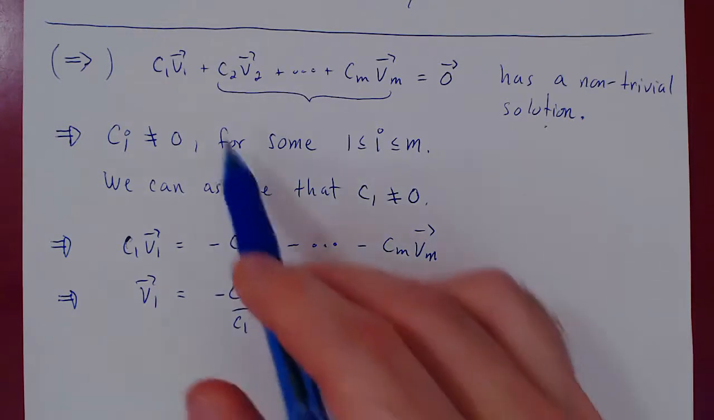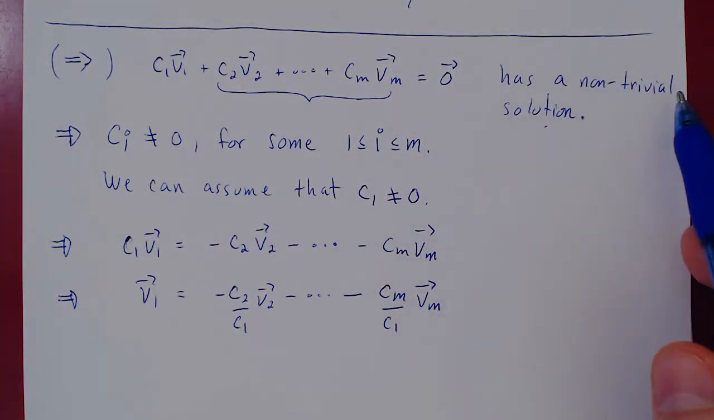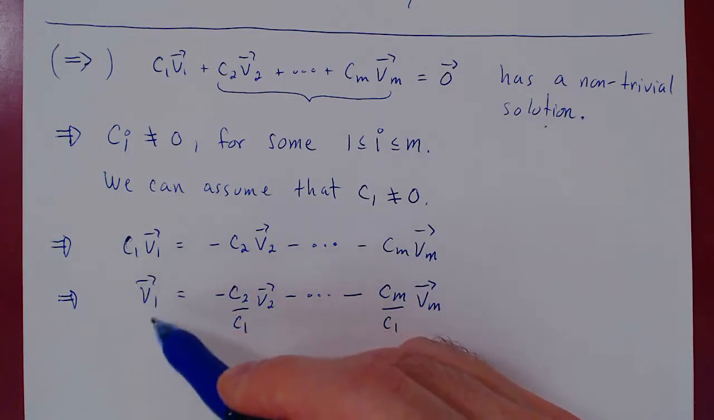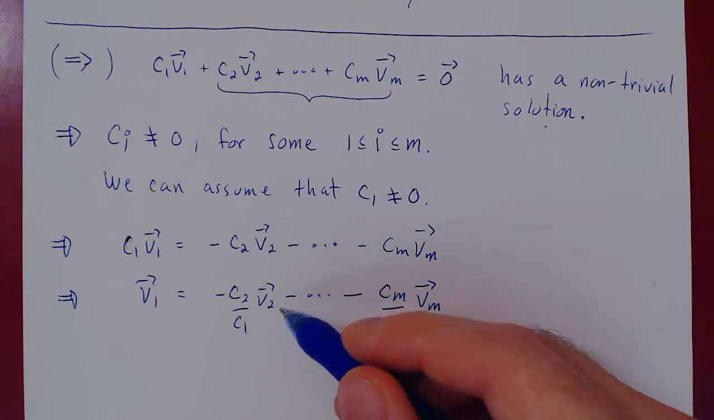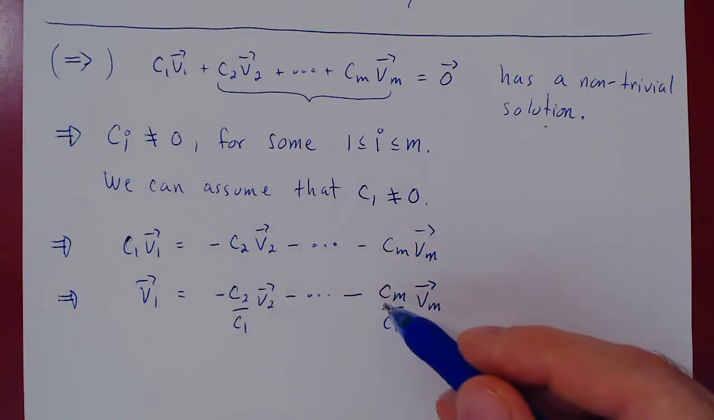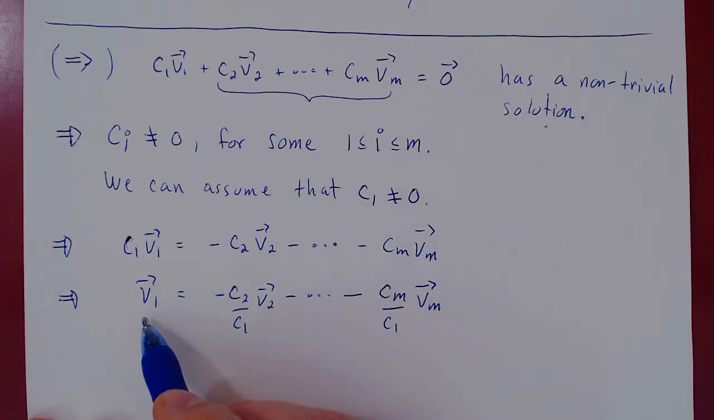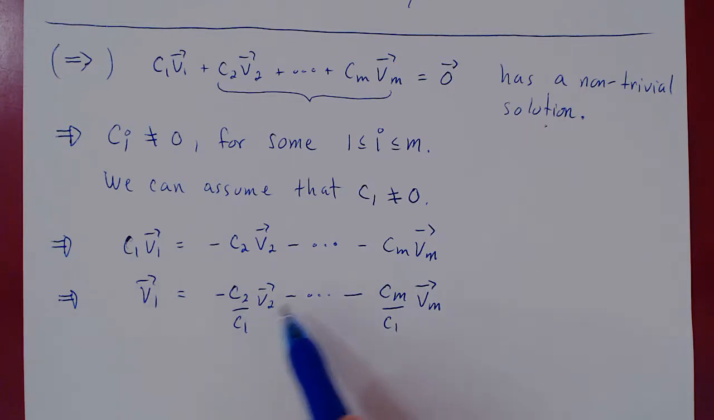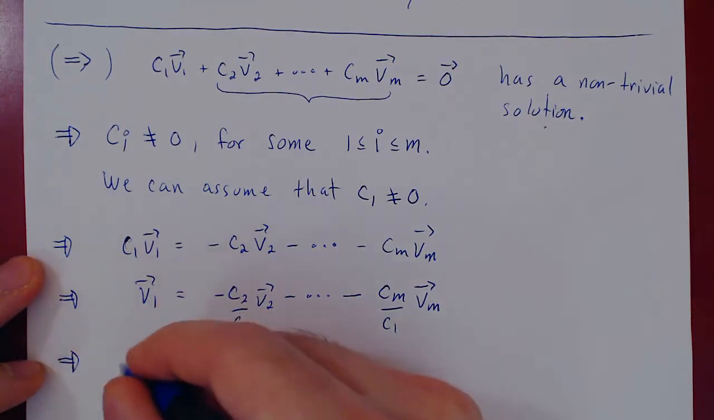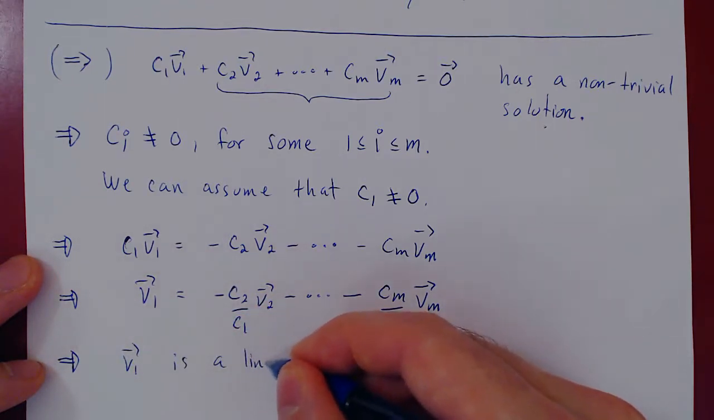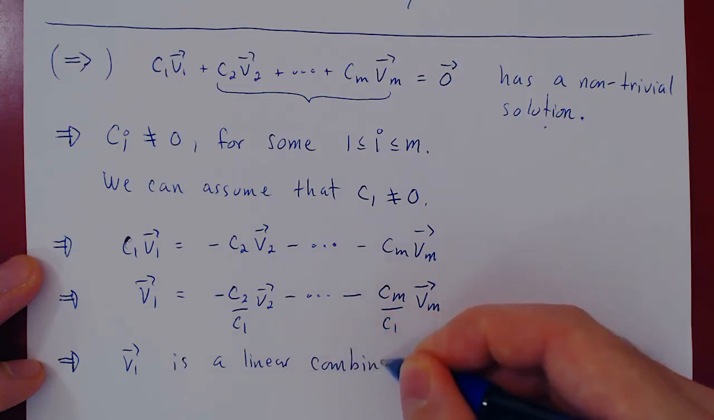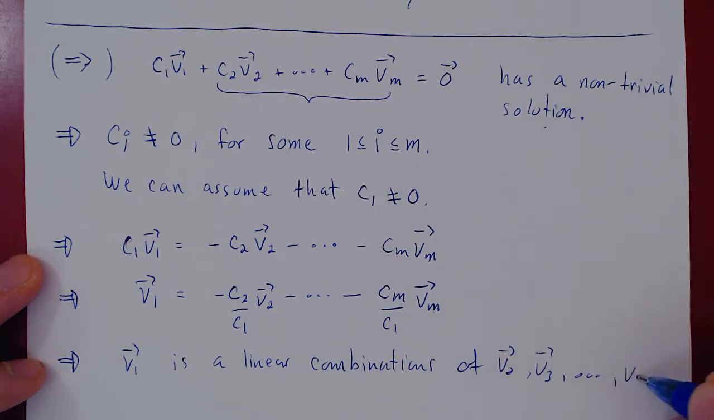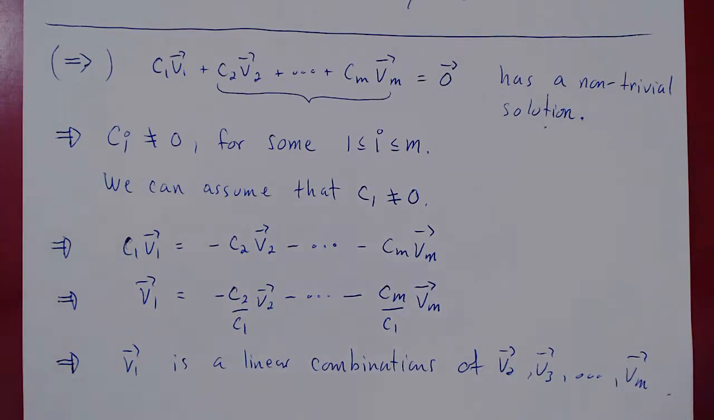And look at what we have here. Because the vectors were linearly dependent, we had a non-trivial solution. Therefore, at least one of the coefficients was not 0. We said assume it's c1 that's not 0. And we were able to solve for v1 as some real multiple of v2 minus some real multiple of v3 up to some real multiple of vm. Therefore, v1 is a linear combination of v2, v3 up to vm, and this proves our conclusion. v1 is a linear combination of the other vectors. This concludes the proof of equivalency.